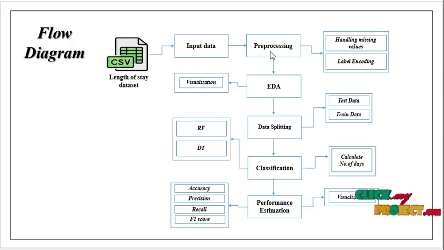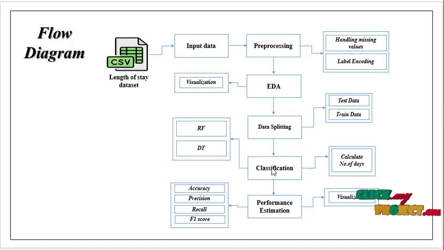Then the pre-processed data is carried to EDA, exploratory data analysis. This is used to visualize your dataset in the form of graphs. Then data splitting. Here we split the whole dataset into test and train. Test is used for prediction and train is used for evaluation. Based on a ratio, we split our dataset.